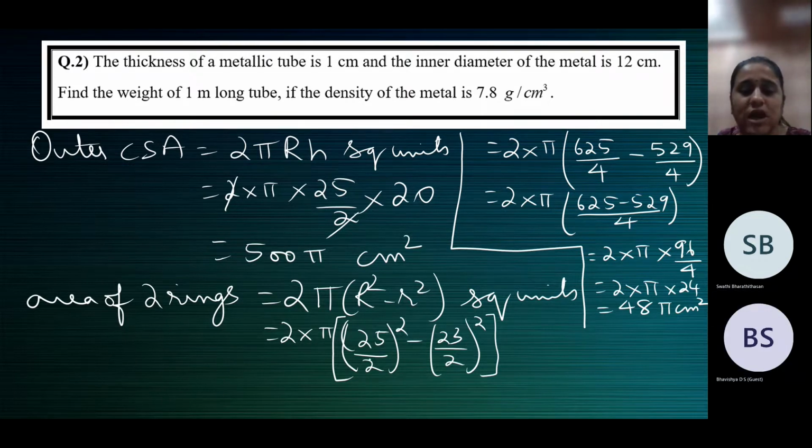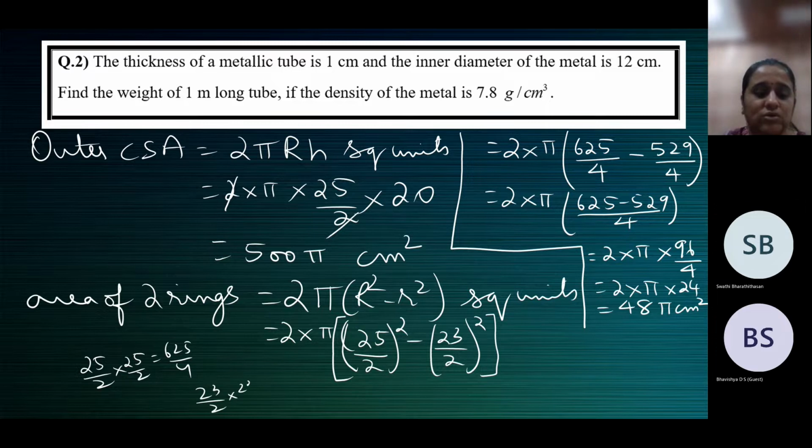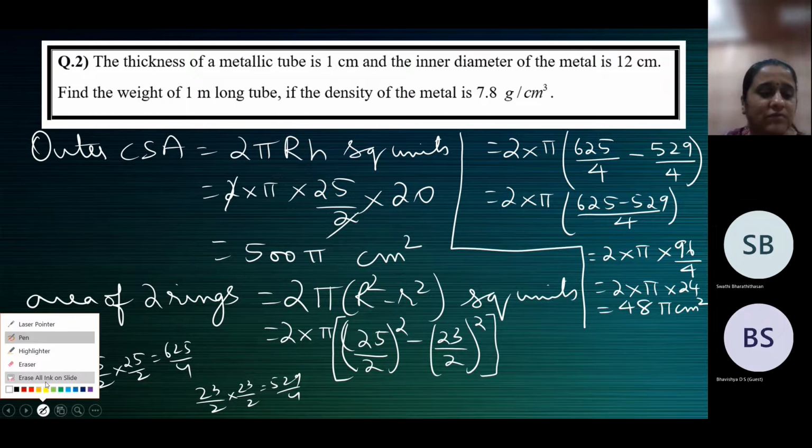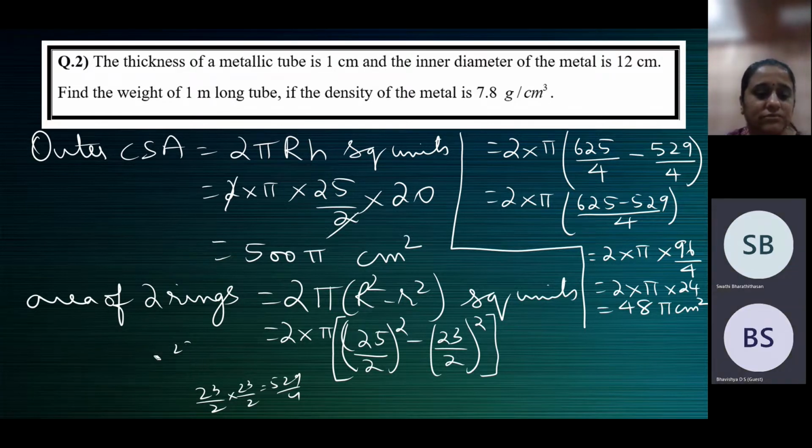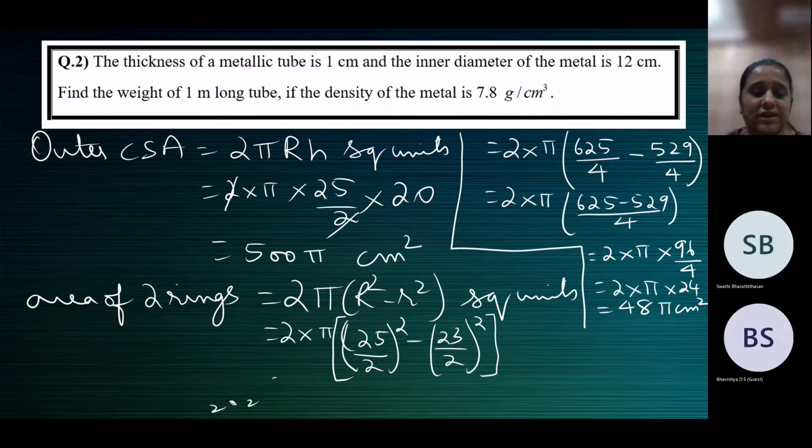So 2 into pi into r square, so 25 by 2 the whole square minus 23 by 2 the whole square. Now, how do you find the value of 25 by 2 the whole square? 25 square is 625. 25 by 2 the whole square means 25 by 2 into 25 by 2, which is 625 by 4. Similarly, 23 by 2 into 23 by 2 is 529 by 4. Yes or no, Swati and Bhavishya? Yes, ma'am. So that's what I've written in the next step.